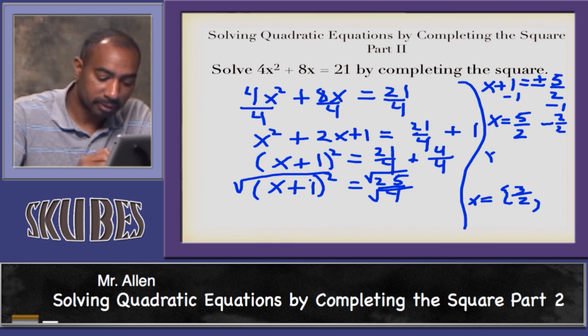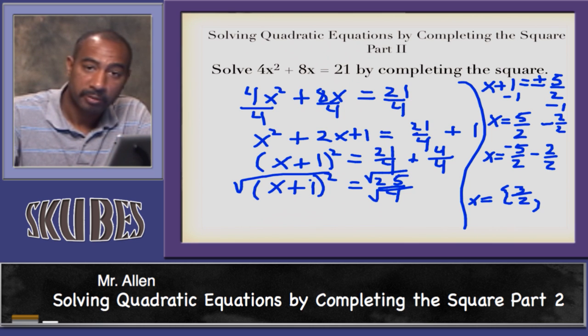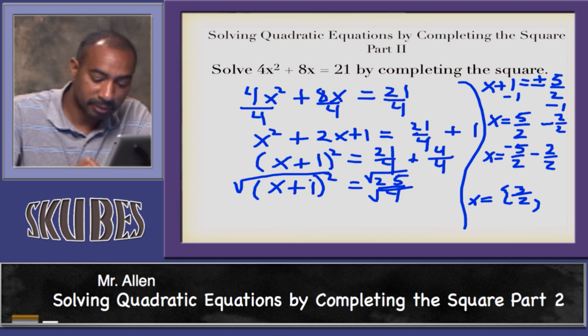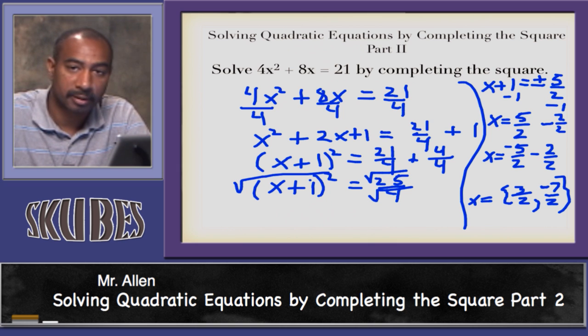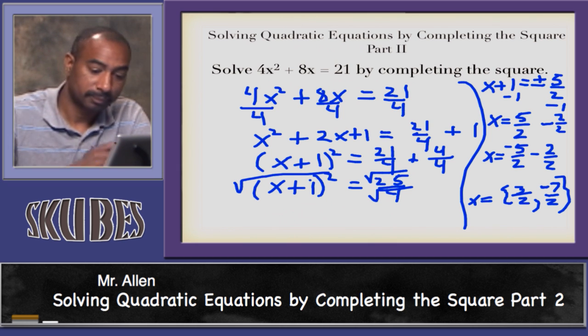And then the other is, this could be negative 5 halves. And I'm going to subtract this by 1, which is the same as 2 over 2. Negative 5 minus 2 is negative 7. So I get negative 7 over 2. And that's it. So you get 3 halves and negative 7 halves.